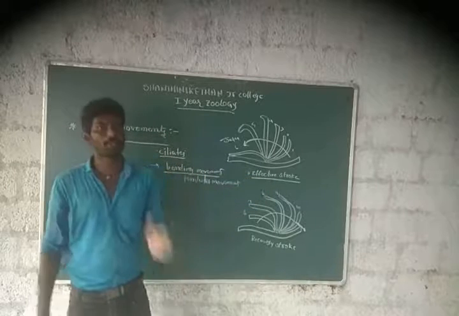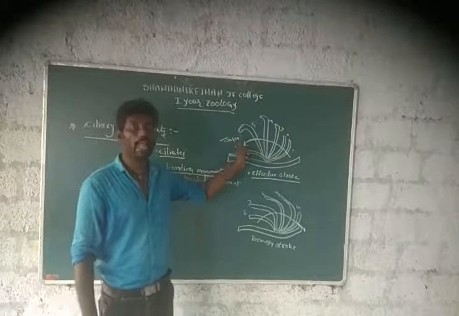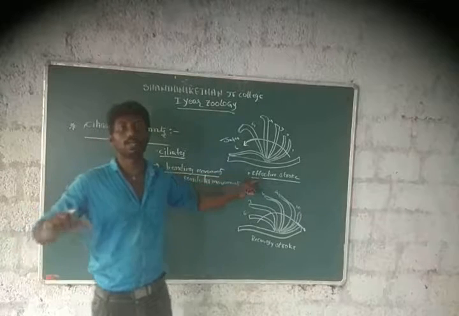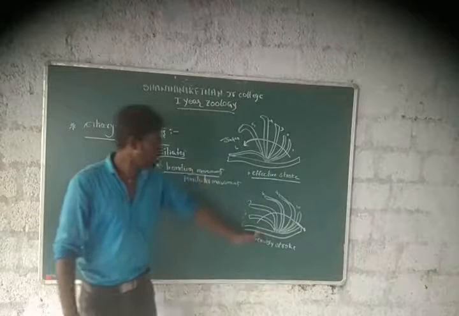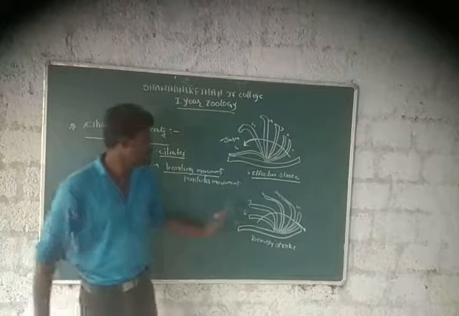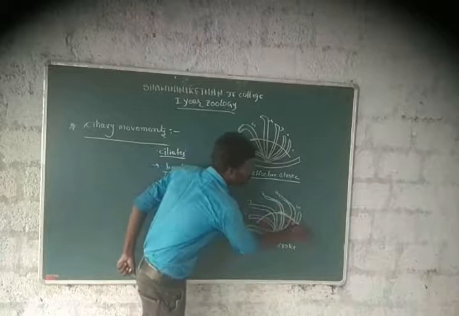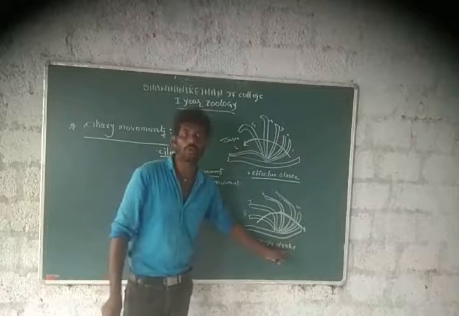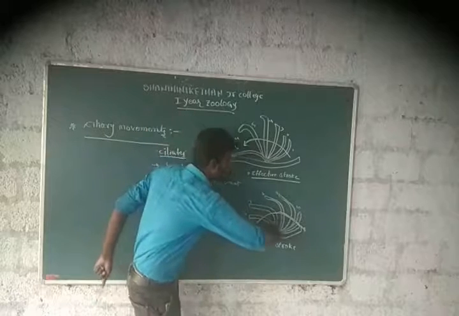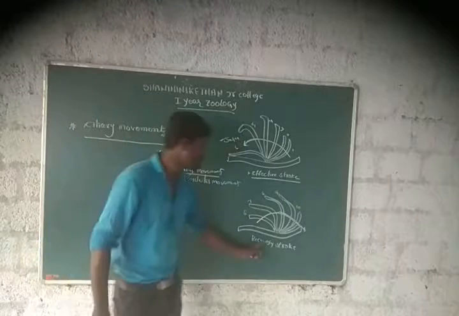What is the effective stroke? The effective stroke means the cilia bends backward and beats against the water. Finally, the organism moves forward. Next, the recovery stroke. In the recovery stroke, the cilia comes back to the original position. What is the meaning of the recovery stroke? After the effective stroke, the cilia comes to the original position. This kind of stroke is known as a recovery stroke.